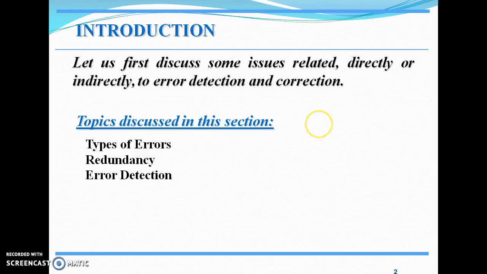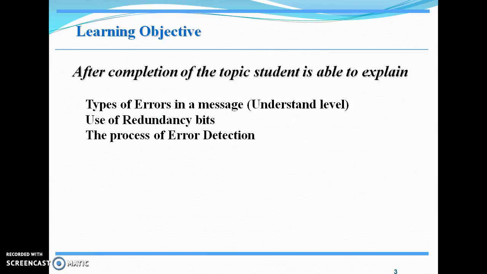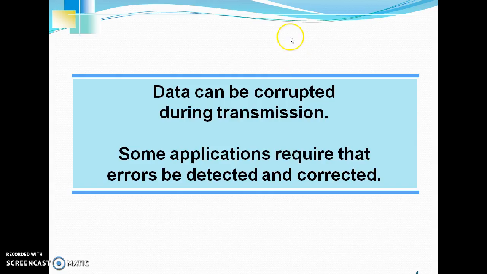The topics I'm going to cover are types of errors, redundancy, and error detection. At the end of the topic, you will know about the different types of errors in a message. In basic computer networks, we know how a message is sent from a sender to the receiver. The sender sends a message to the receiver, and in the middle the message may be changed, before it is received by the receiver. So here I'm explaining different types of errors. Data can be corrupted during the transmission.